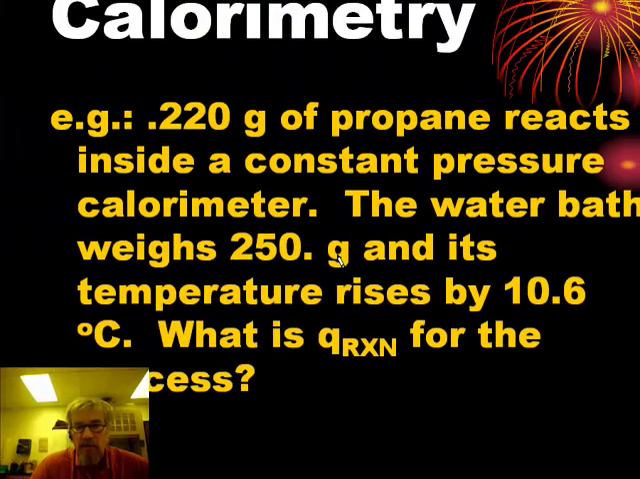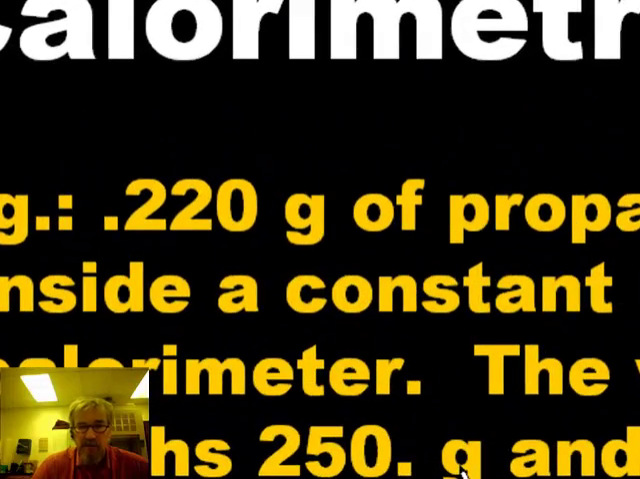Here's an example of an exothermic reaction. 0.220 grams of propane reacts inside a constant pressure calorimeter. The water bath weighs 250 grams. Its temperature goes up by 10.6 degrees C. What is Q reaction for the process? What we're trying to find is Q for the reaction.